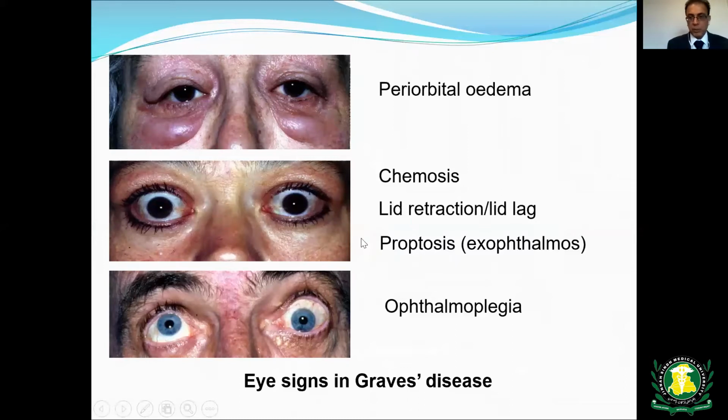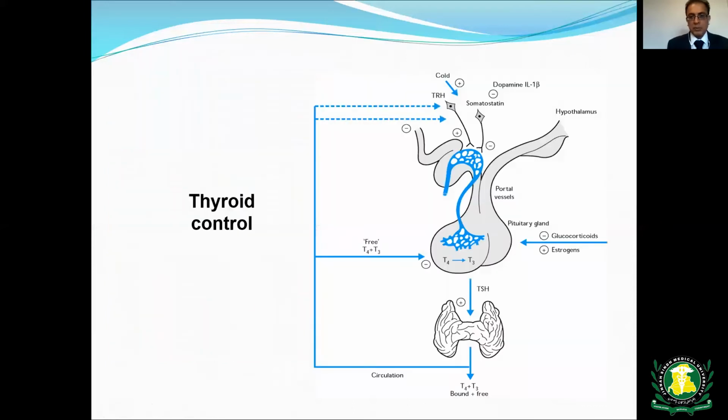Then it's quite prominent, called proptosis. And this is called ophthalmoplegia, when thyrotoxicosis is so severe that the eye muscles are weak or paralyzed, and they are fixed, they can't move. So that's called ophthalmoplegia.